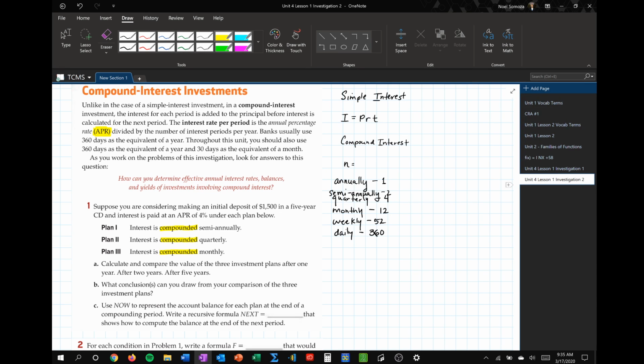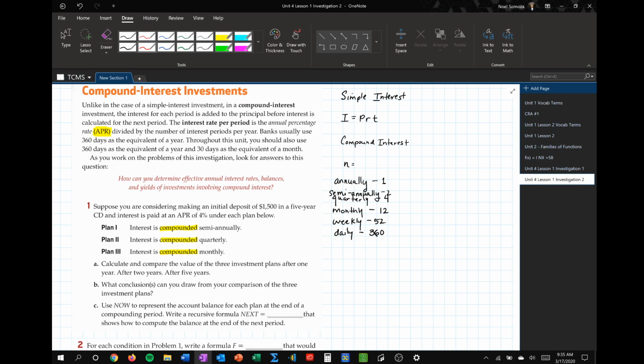All right, so we know we're in the compound interest frame of mind. Then it's telling us we have 3 different plans. Just imagine you walk into the bank and tell them, I want a CD account, I have $1,500 to deposit, and you guys offer an APR of 4%. Then the bank tells you, sure, you can compound it semi-annually, quarterly, or monthly.